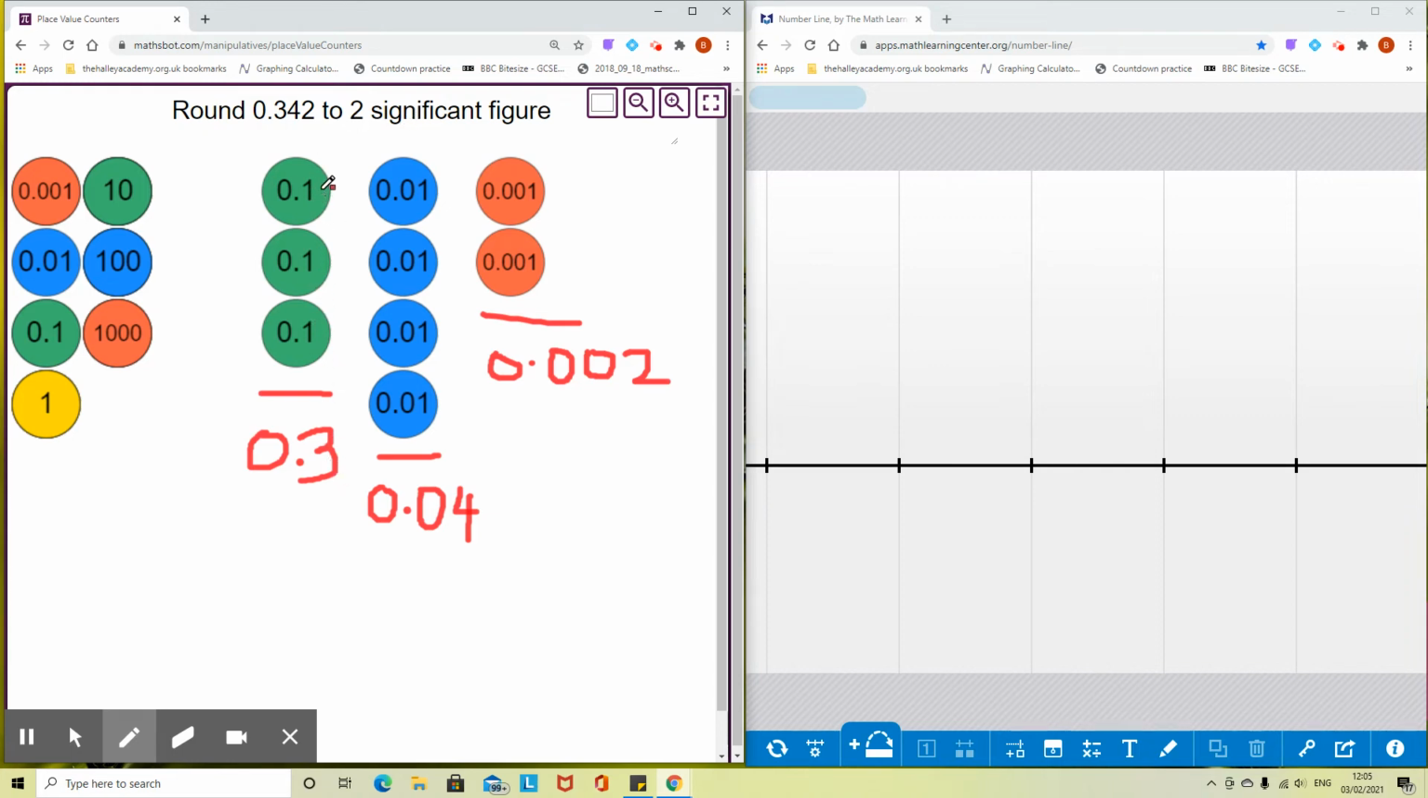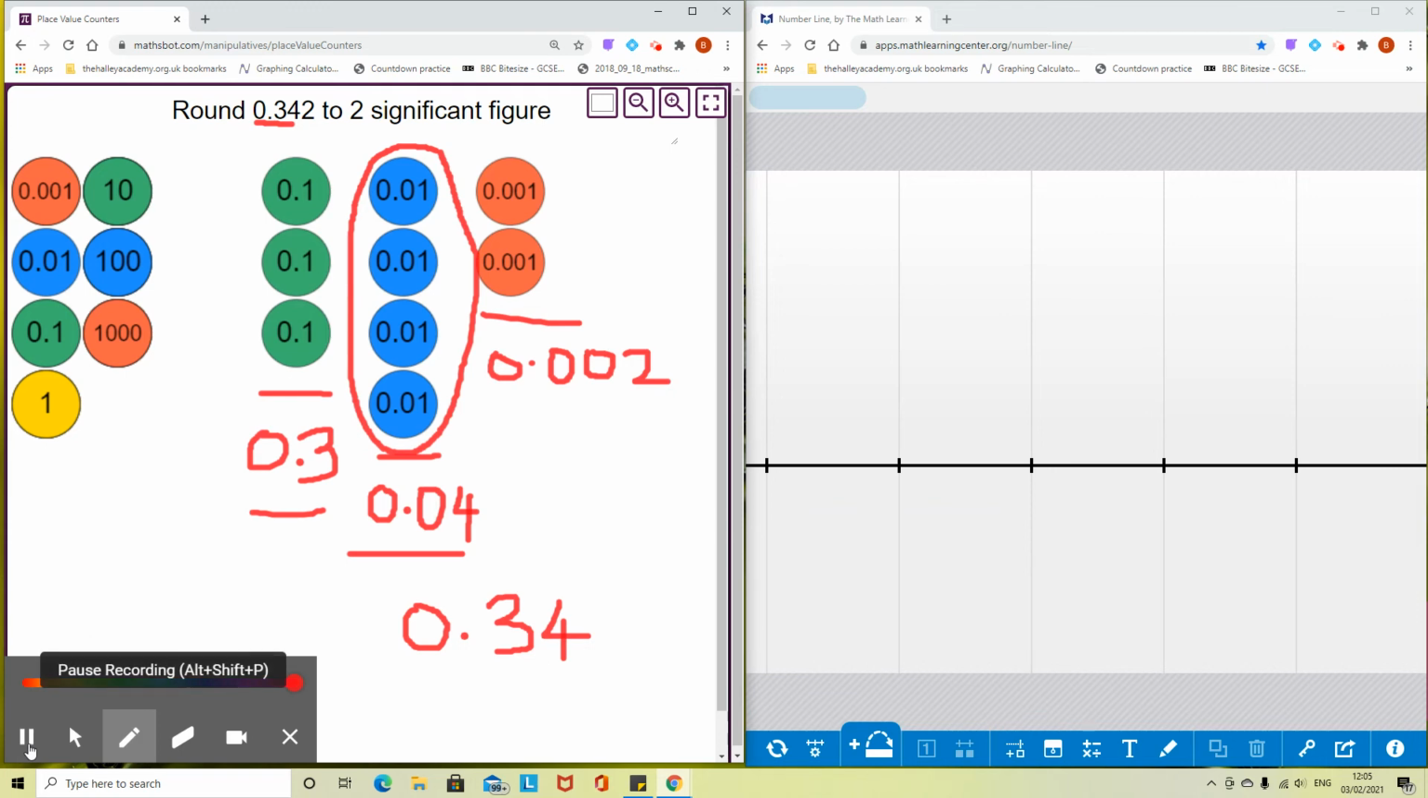As the first significant figure, which is the tenths, the second significant figure, which is the hundredths. So I'm going to choose the hundredths. So the number line would be, if I add 0.3 and 0.04, should give us 0.34. That's the starting point of a number line.